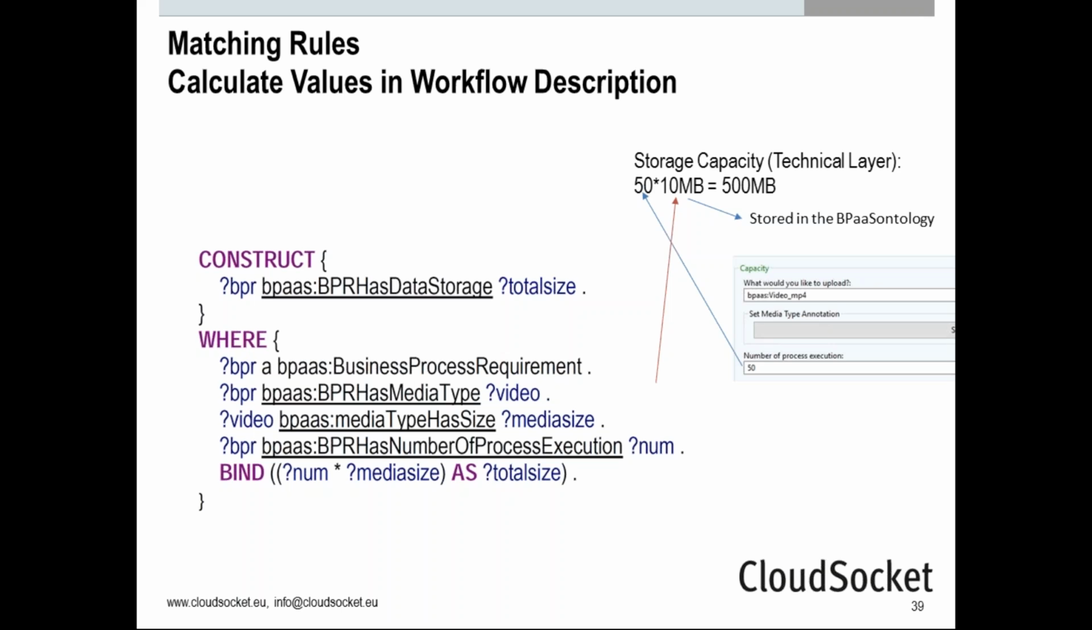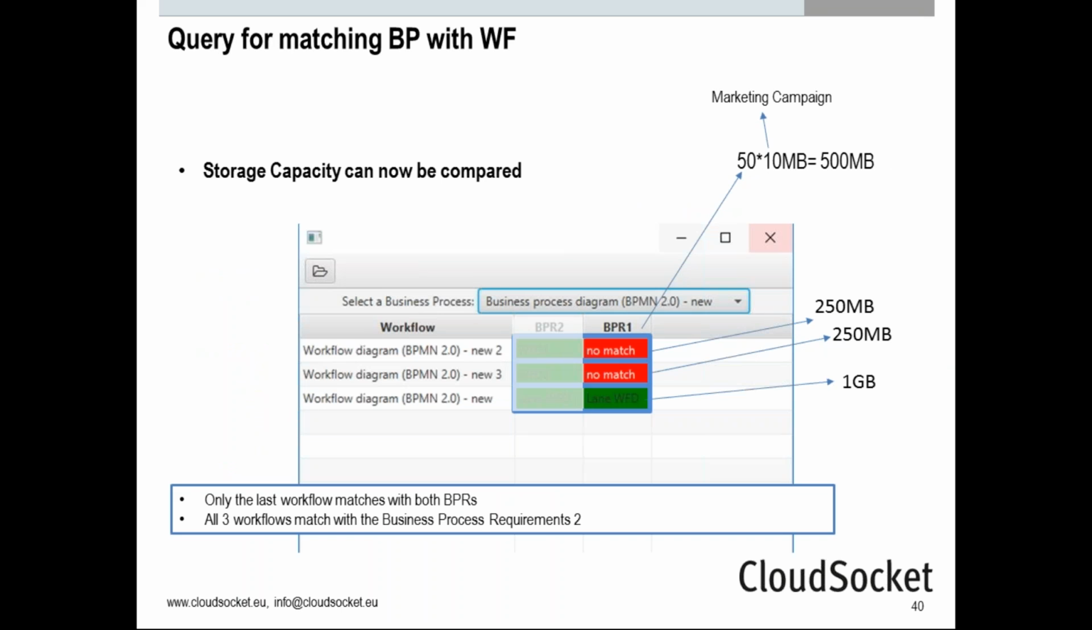Now we translate the value from the requirements to the value of the workflow description. And then we can again make a matching between the business process and the workflow. We see that only the last workflow matches both requirements, and all three workflows match only requirement 2. So in the end, we can only use one workflow as the one that satisfies the requirements of the business process.